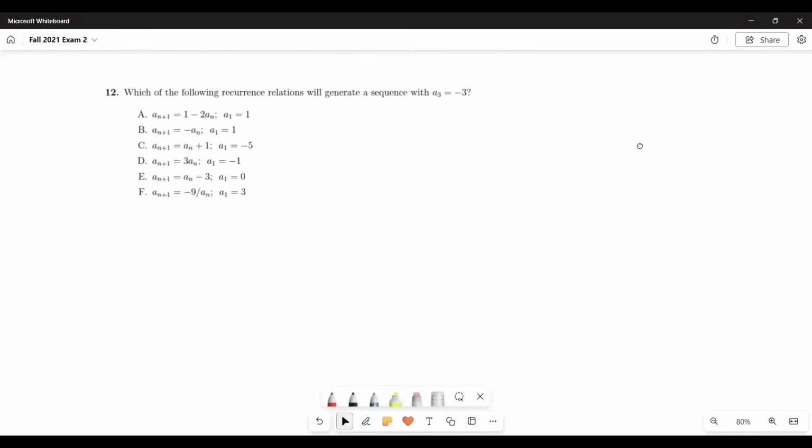Okay, so this question has us find which of the following recurrence relations will generate a sequence with a3 equals negative 3. So the easiest way to find the answer for this question is just plug it in, basically. Just go through each option.